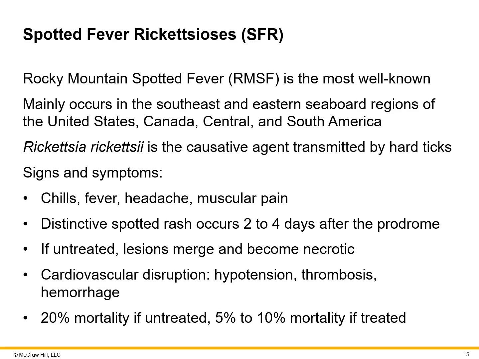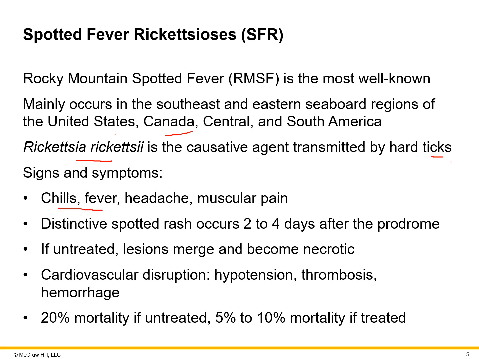Spotted fever rickettsiosis. Rocky Mountain spotted fever is the most common or well-known of these, and these can occur in the U.S., Canada, and Central and South America. It's caused by Rickettsia rickettsii as the causative agent. It is also transmitted by ticks. Some of the signs and symptoms, again, are fever, chills, headache, and muscle pain.